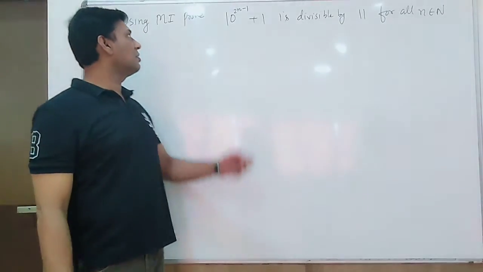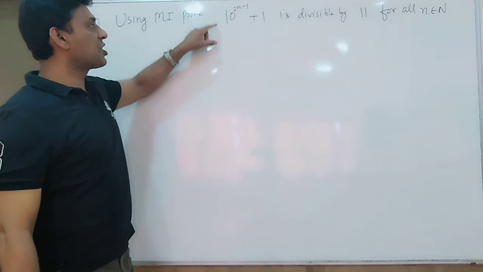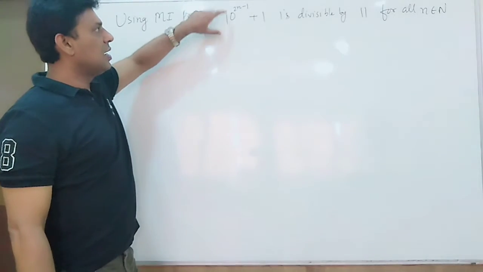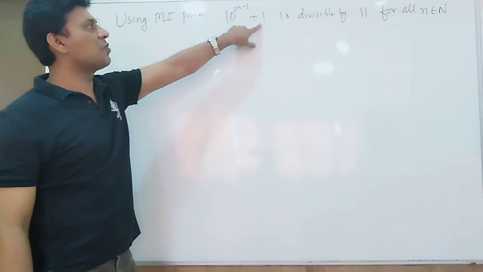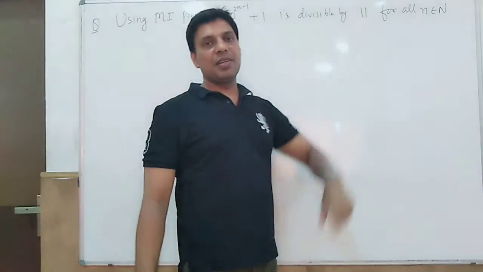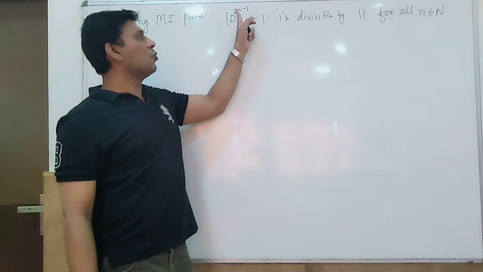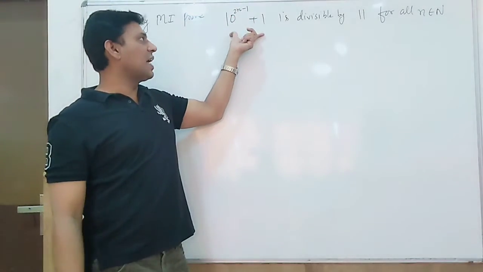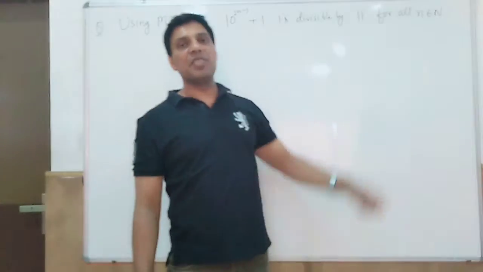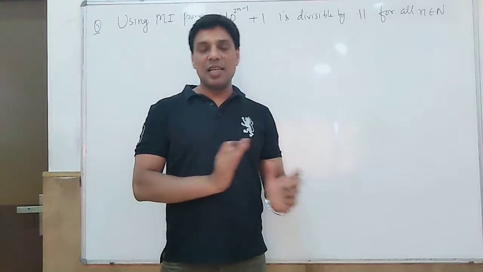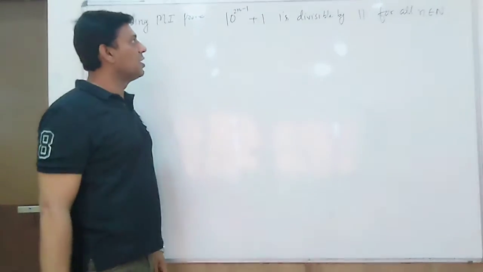Now we have a question. Using mathematical induction, prove that this number 10 to the power 2n minus 1 plus 1 is divisible by 11. It means for every natural number 1, 2, 3, whatever you are putting here, you will get a number and that number will be divisible by 11. This is what is stated.